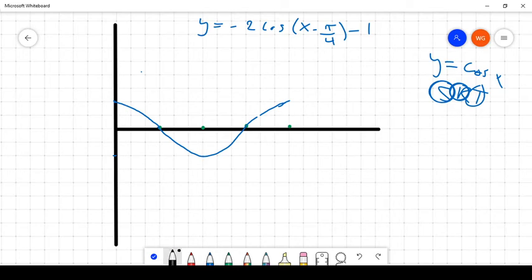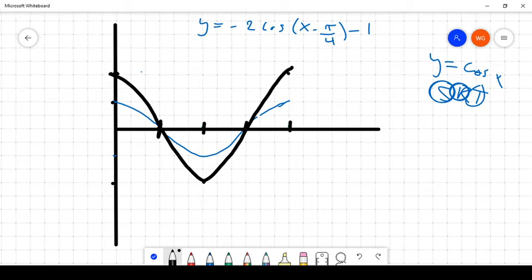We're going to do that in a black color. If you're vertically stretching something by a factor of 2, essentially you're doubling your amplitude. So my initial point will now be here. If you double 0, it stays the same. If you double -1, it goes down here. And what you get for your vertical stretch by a factor of 2 is that graph right there. Keep in mind that's pi over 2, that's pi, that's 3 pi over 2, and that's 2 pi in the graph of y equals cos x.